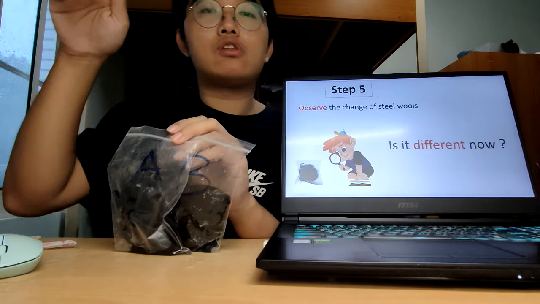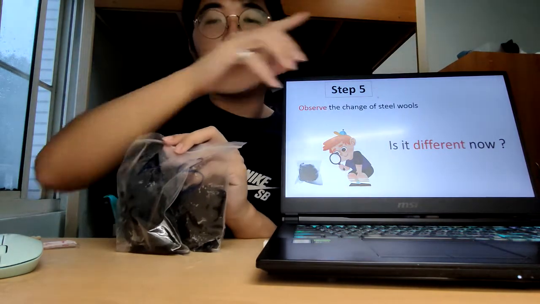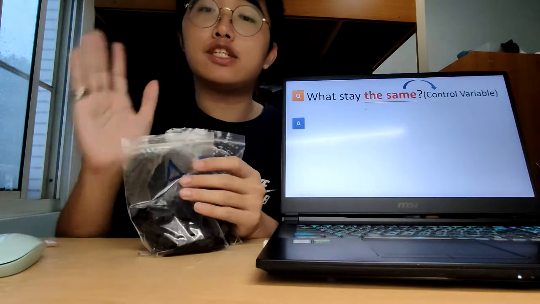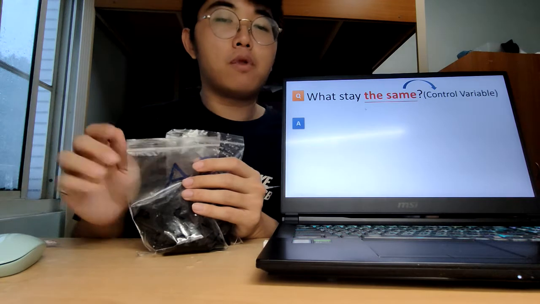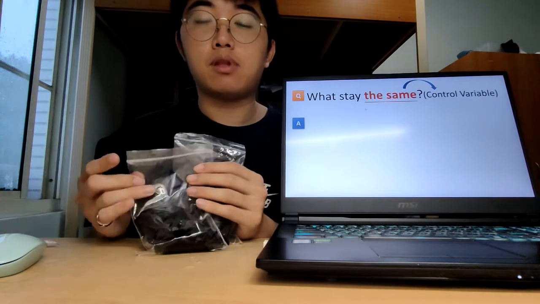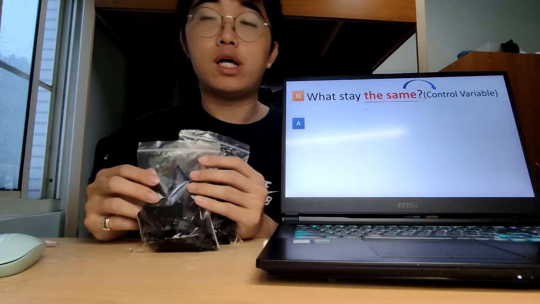Now we have 3 groups. Group A, Group B, and Group C. Come here and get the material. I have a few questions for you. So, what stays the same? What stays the same? The control variables. Group 1. What stays the same?